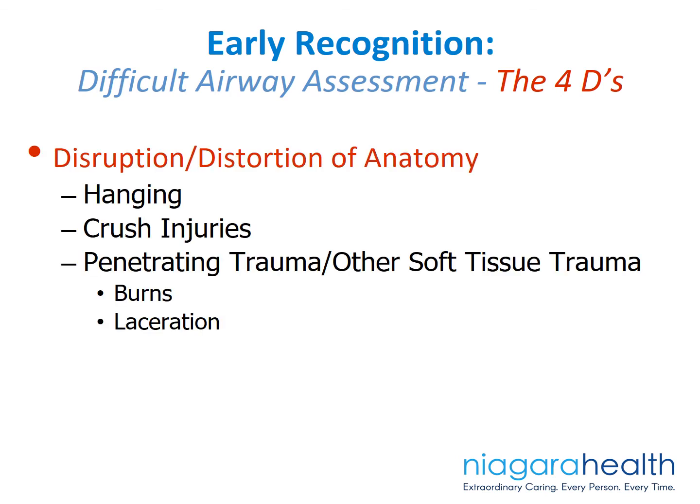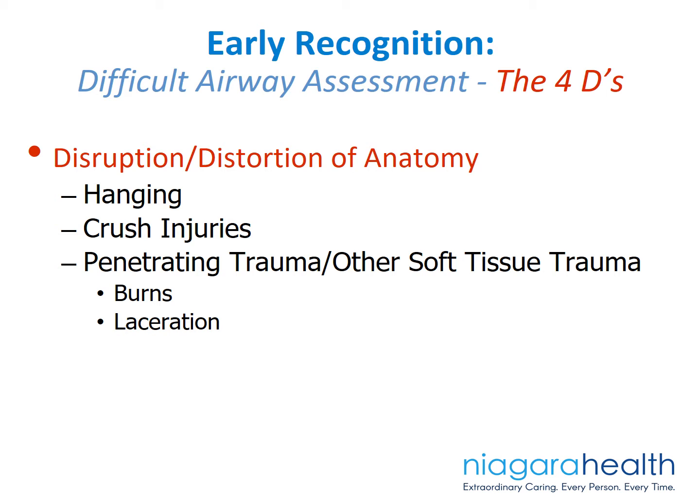So disruption or distortion of the anatomy, things that are going to cause your larynx and your vocal cords and your neck to not be in the anatomical relationships that you think. So for example, a hanging or a crush injury directly to the neck is going to obliterate your normal anatomy and make it very, very difficult. Those types of patients are somebody that you should think very carefully about your approach and maybe do an awake fiber optic as your primary approach.